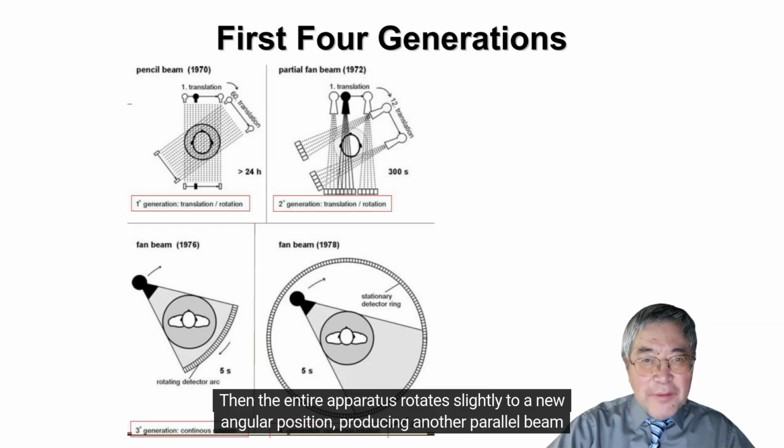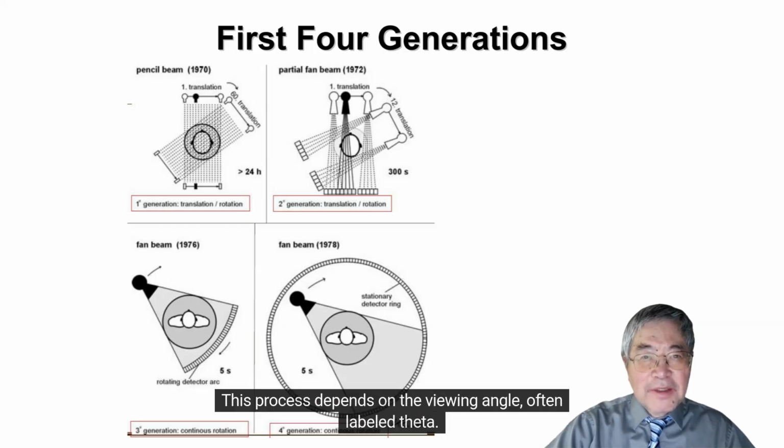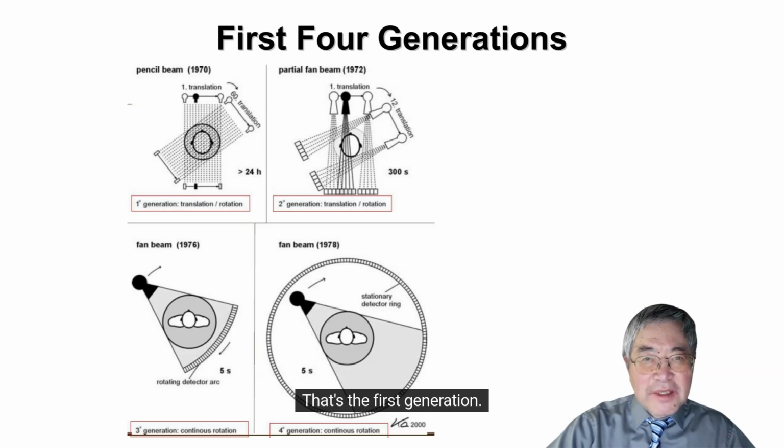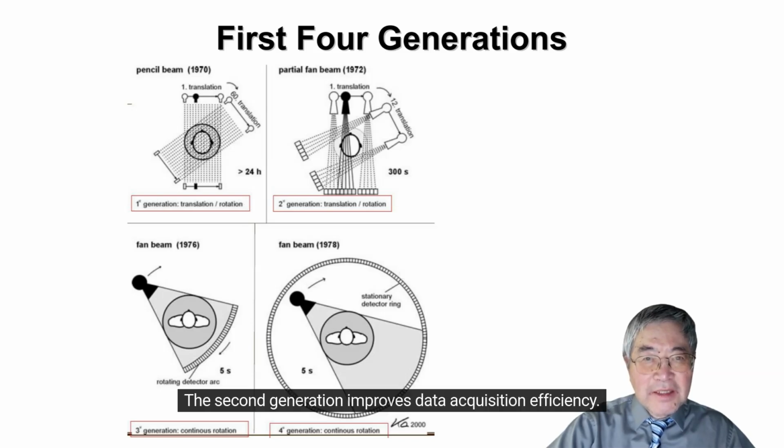Then the entire apparatus rotates slightly to a new angular position, producing another parallel beam projection. This process depends on the viewing angle, often labeled theta. That's the first generation. The second generation improves data acquisition efficiency.